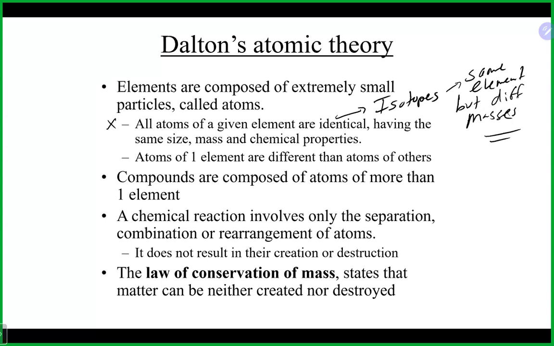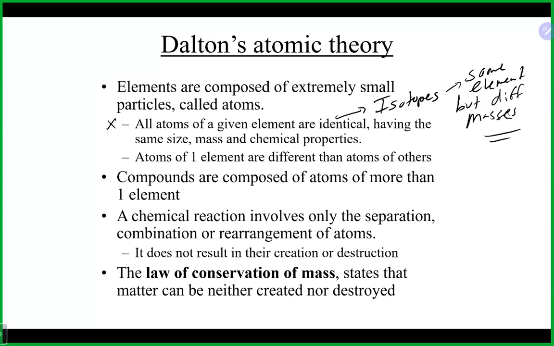We don't lose anything along the way. You have to have the same amount of everybody on each side. The law of conservation of mass states that matter cannot be created nor destroyed, and that also is this idea that we really conserve the elements along the way. We don't create anything new in a chemical reaction.